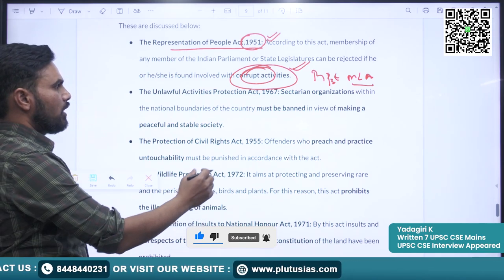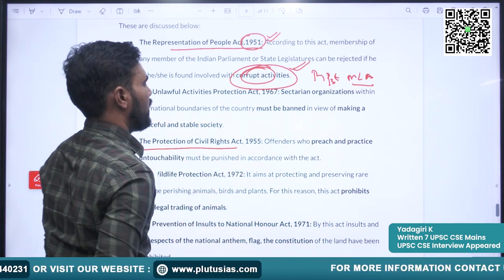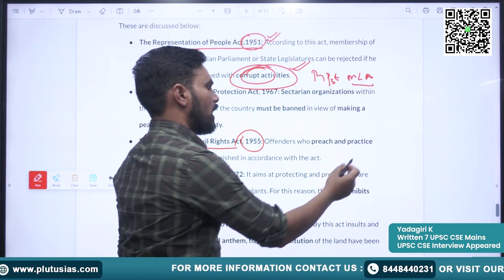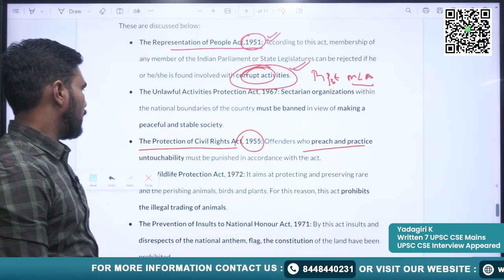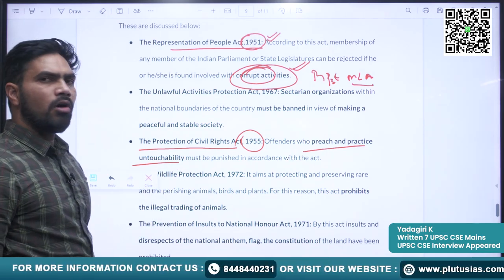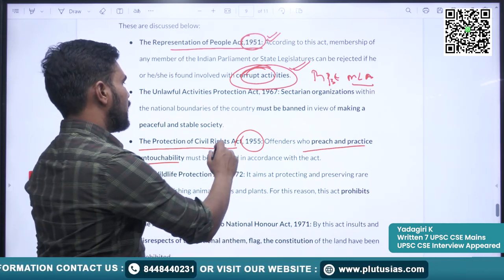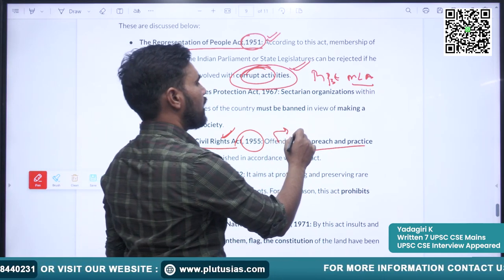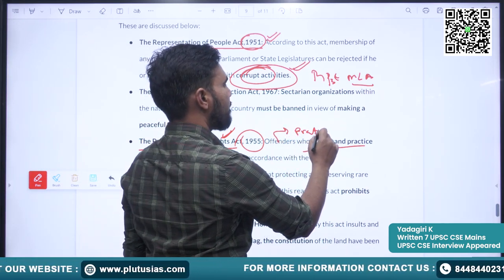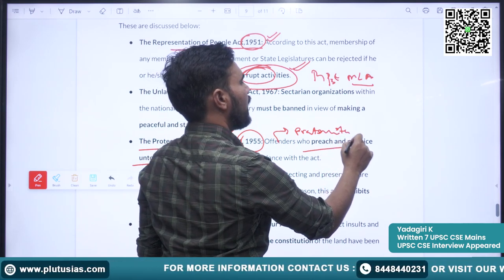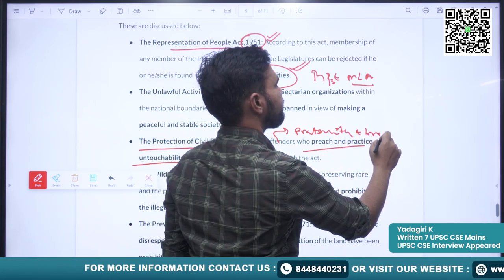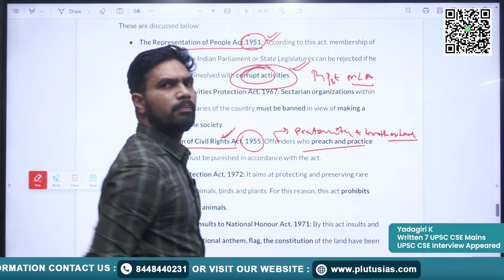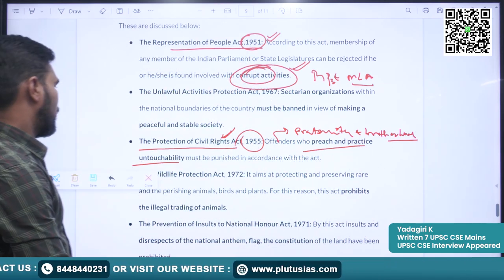And the second one is the Protection of Civil Rights Act of 1955. Under this act, people who are preaching and practicing untouchability and causing disharmony in the society can be punished. So in this way, fraternity and brotherhood, this particular duty can be realized.